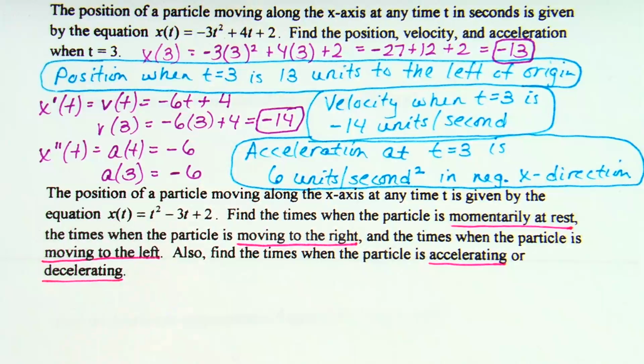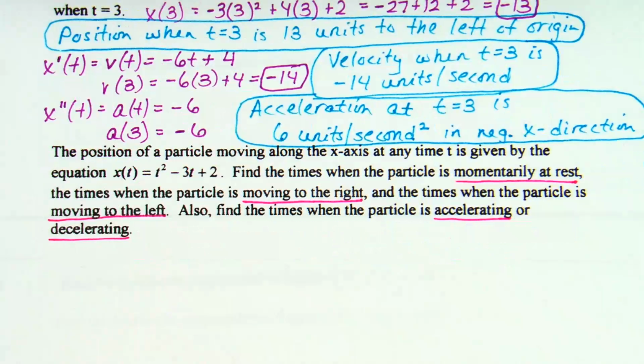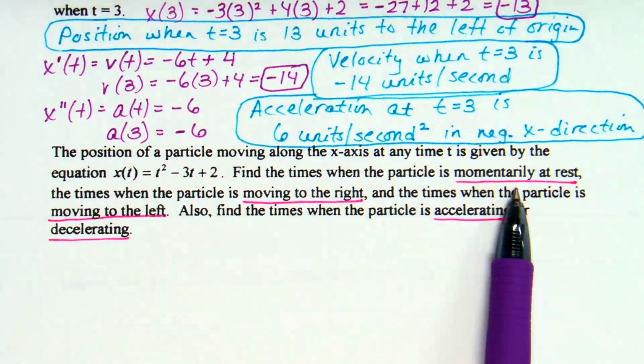Okay, what do I need to start with? You need velocity equals 0. Okay, and what's velocity equals 0 going to tell me? That's going to be the time when it's standing still. Okay, momentarily at rest, because if something is at rest, it's not moving, yes? If it's not moving, that means its velocity is 0.